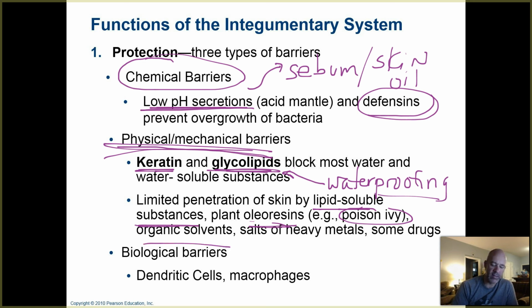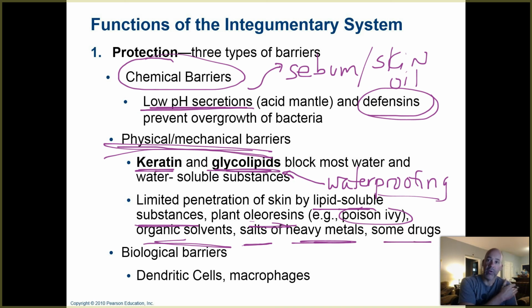Organic solvents, for example, things like turpentine that you might use to clean up oil-based paints, that's an organic solvent that's hydrophobic, and you can absorb that through your skin. There are some salts, heavy metals, things like mercury that you can actually absorb through the skin that get past the barrier. There are some types of drugs, like the types of drugs you can take in through a patch.